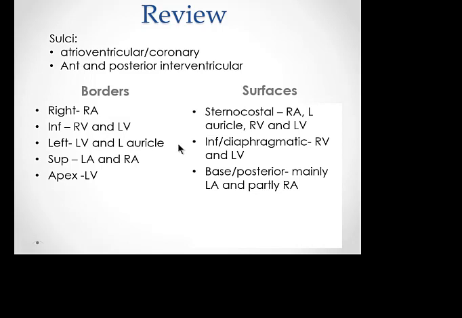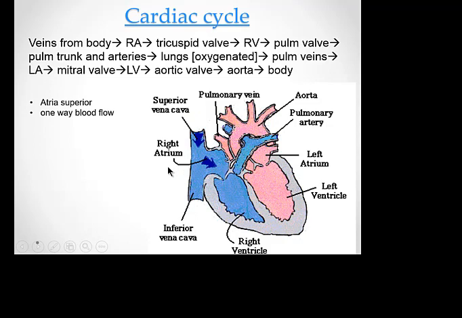So here's a good review slide, and make sure you look at this. I'm not going to go over it. It tells you all the borders and mainly all the chambers. So here is the cardiac cycle. This cycle you must understand really well, because if you know this cycle, everything becomes very clear.